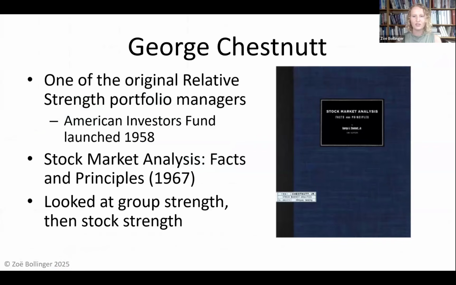So one of the earliest really successful practitioners in the relative strength base who's published about it is George Chestnut. He is notable partially because he ran a fund with a real track record based on this methodology starting in the 50s. He published about his methodologies in the 60s. He had an approach that was to start by looking at the relative strength and rank groups and sectors. And then once within a strong group, to rank the stocks within that group and select the strong stocks from within the strong groups.